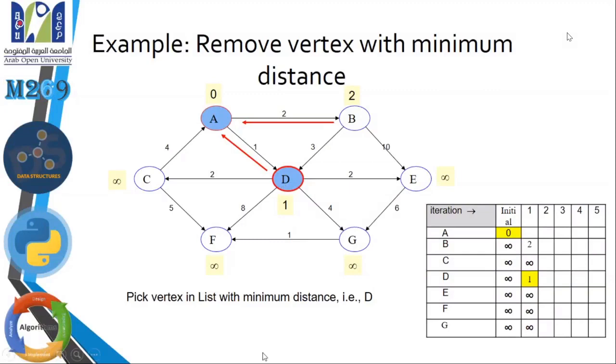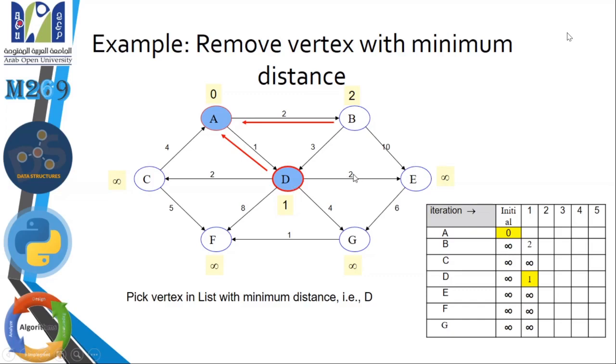Very clear. I can go to E. I can go to G. I can go to F. I can go to C. So from D, I can go to all of these cities. You will now update these numbers. D to E, 2.